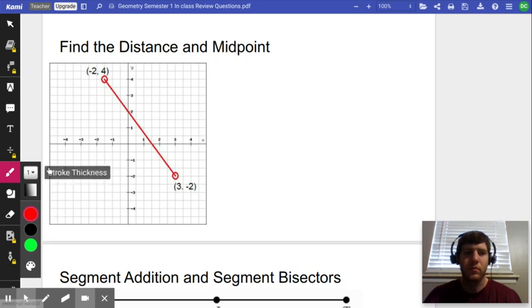Okay, so probably want a little bigger font, right? No, that'll be okay.